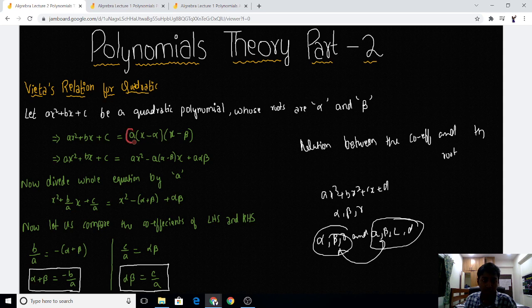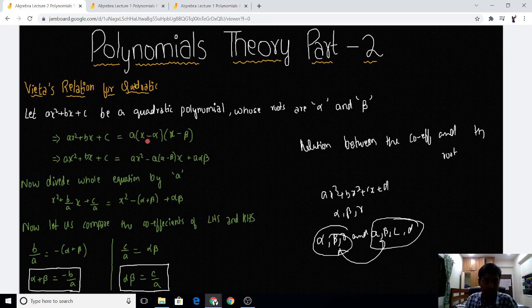Many people might be wondering what is this a here? Why a? Just multiply it. First don't consider a and just multiply. What is the coefficient of x square? x into x is x square, so the coefficient of x square is nothing but 1. But here we have the coefficient as a. So we have to multiply it by a.